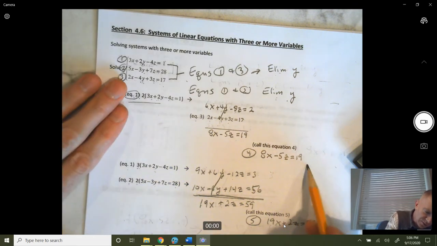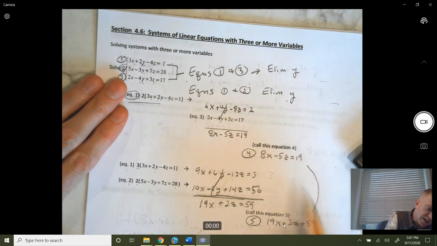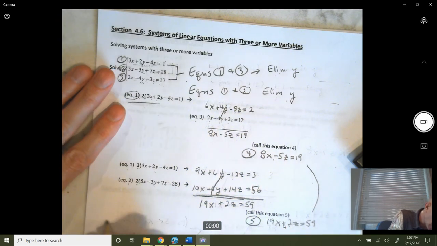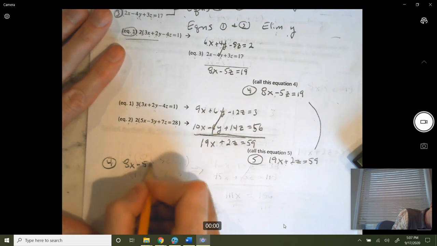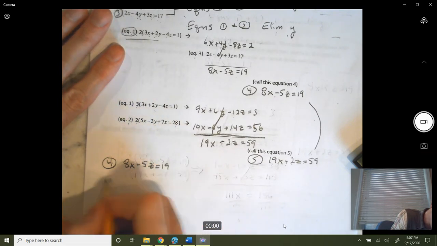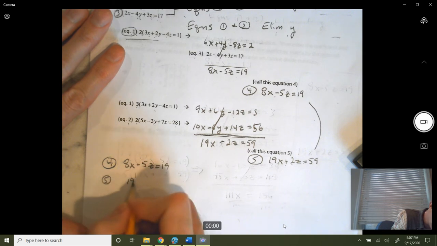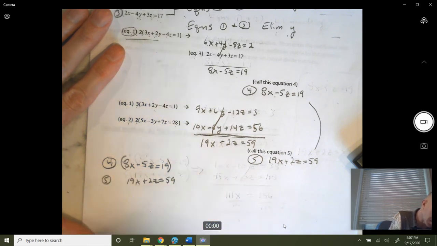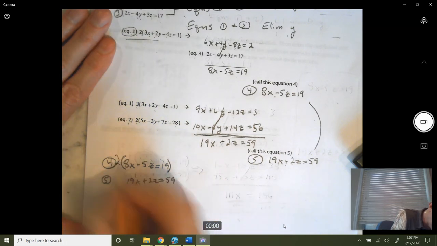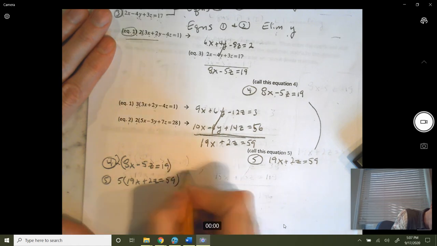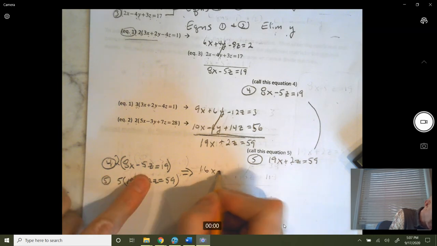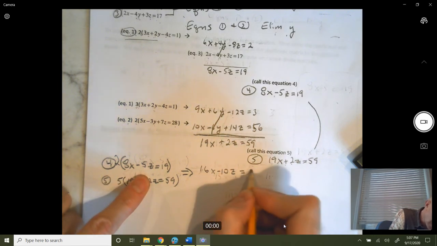Now we're going to take these two equations, equations 4 and 5, and we're going to eliminate something. I think the z's would be easiest to eliminate, but let's take equation 4, which is 8x minus 5z equal to 19, and take equation 5, which is 19x plus 2z is equal to 59. We're going to take the first equation and multiply by 2. Second equation, multiply by 5. Okay, so 2 times the first equation gives us 16x minus 10z equal to 38.